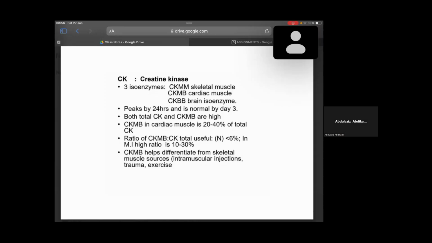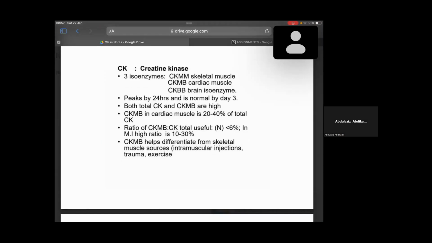For the CK, remember this thing is also found in the skeletal muscle. So what if there's an intramuscular injection? What if there's a trauma? What if you're doing exercise? Remember, exercise, you break down your amino acids, then you reform. So what if there's a skeletal muscle injury? So for you to be specific, you need to take the ratio of the total CK to the CKMB. The normal ratio is normally less than 6%. But in MI, the ratio of CKMB to CK is normally 10 to 30%.